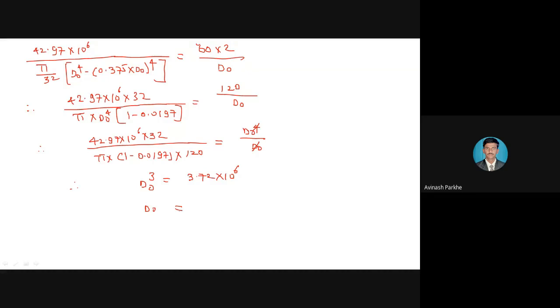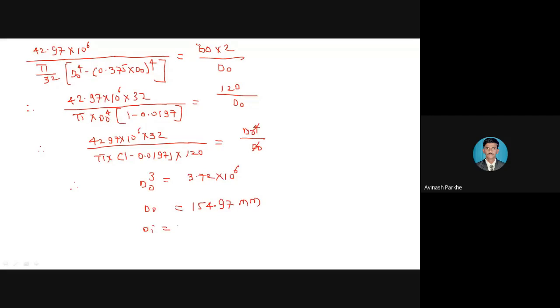Whatever answer you get, please check your answers. 3.72 into 10 raised to 6 is equal to DO cube. From that you will get the answer of DO by raising the given answer to the power 1 by 3. So what will be your external diameter? Do the calculations carefully. Yes, 154.97, please check. 154.97 mm. This is the external diameter calculated by using the shear stress.